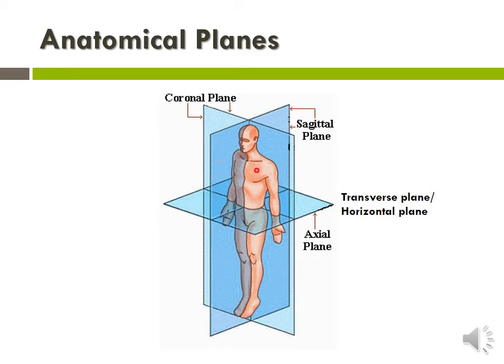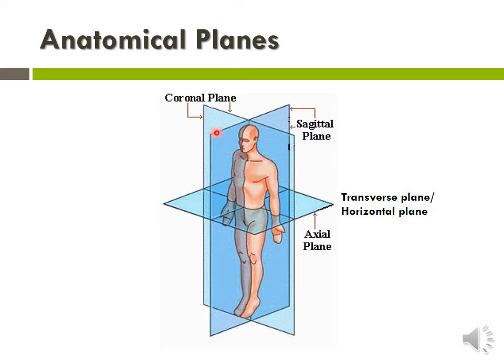So as you see in the picture, this is the coronal plane, right? When you cut across the coronal plane, we can make the body into two halves. One is the posterior half, another one is the anterior half. So when you cut across the coronal plane, you will get the body into two halves, anterior half and posterior half.